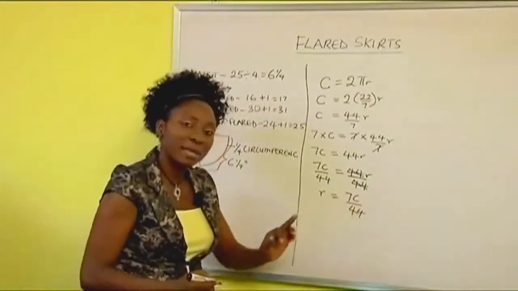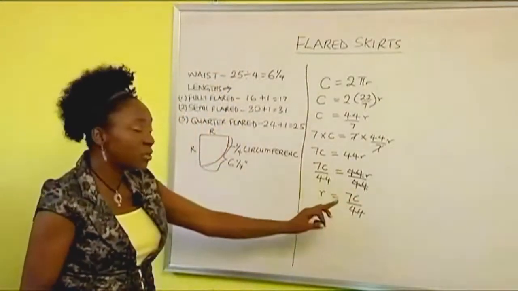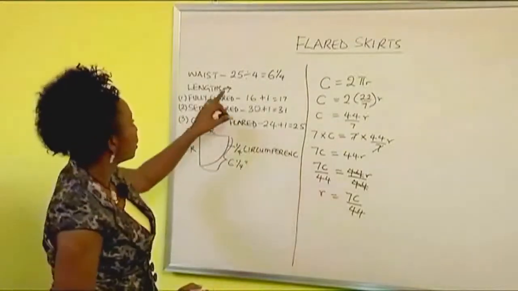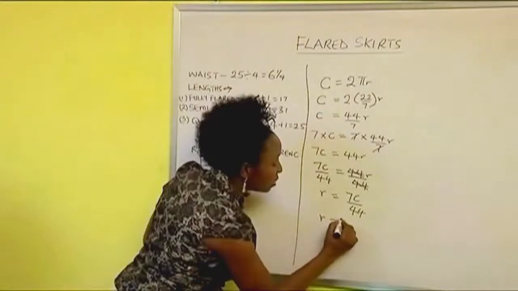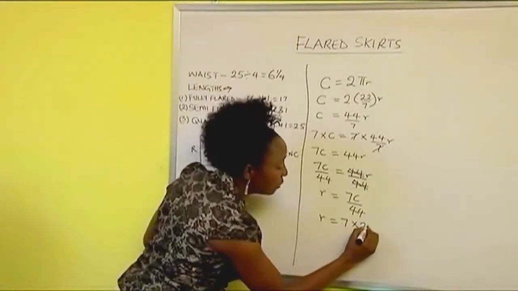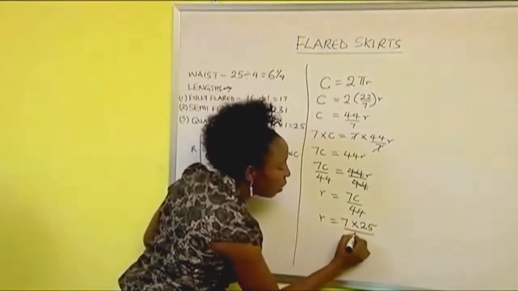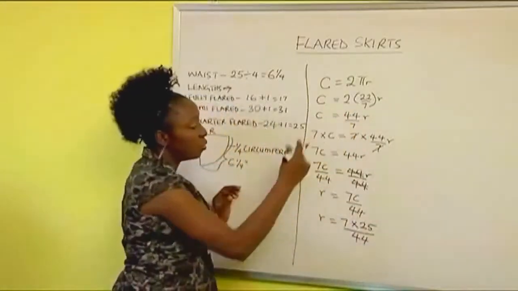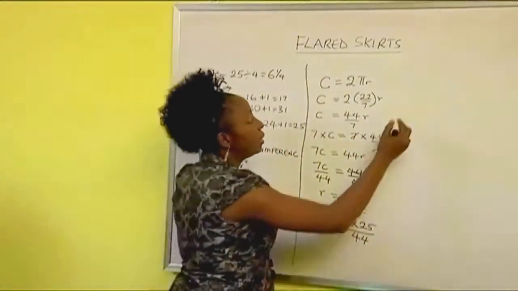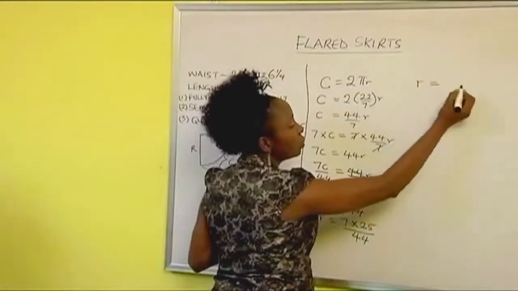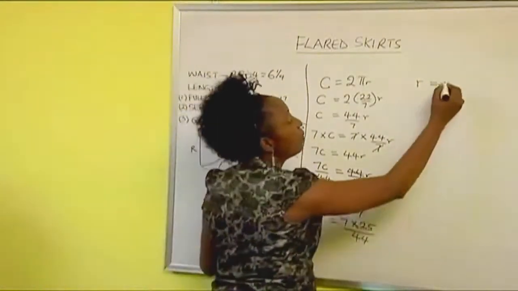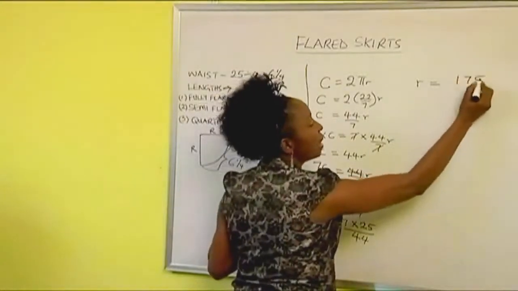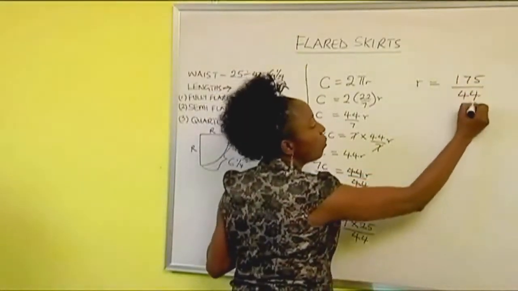Now once we've done this, we already know that yes, this is r. So now I know my C. So all I have to do is substitute C with my measurement, which is 25 inches. So that will give me r equals 7 times 25 divided by 44. Let's go back up here. That will be r equals, if we calculate 7 times 25, you get 175. You get 175 divided by 44.